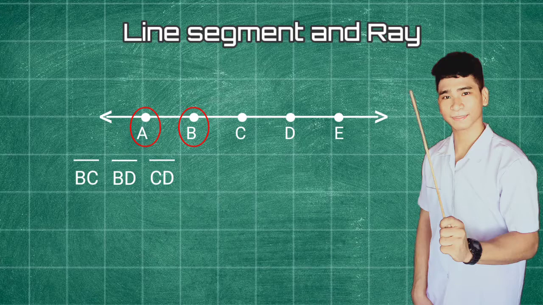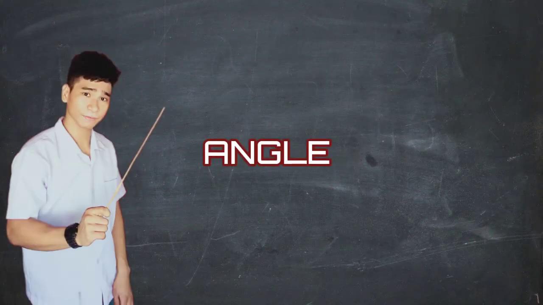Patuloy-tuloy siya. Okay, in one direction. Another example, we have line CA, line BA, line BE, line CE, and line DE. Let's jump to the angle in geometry.